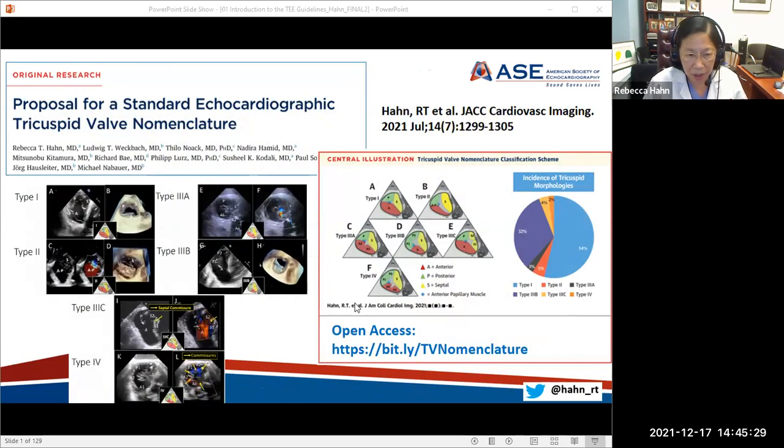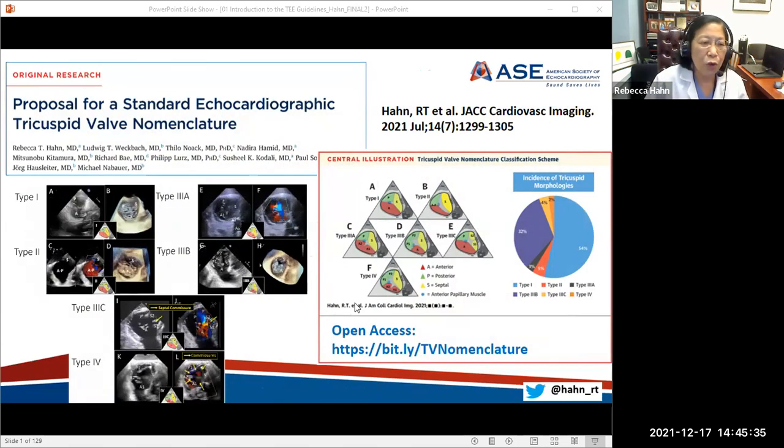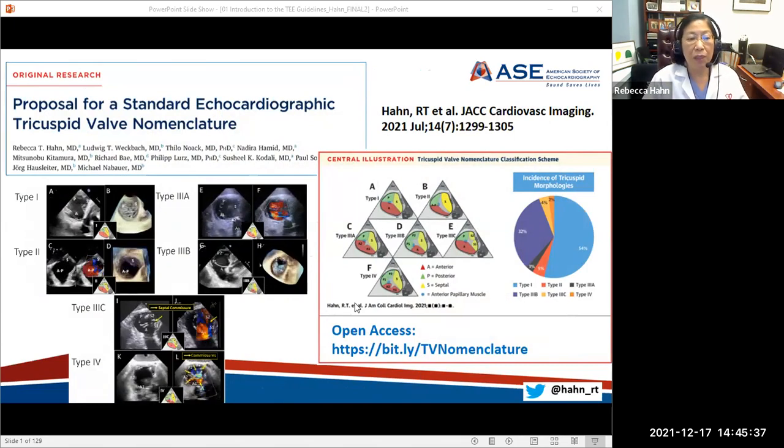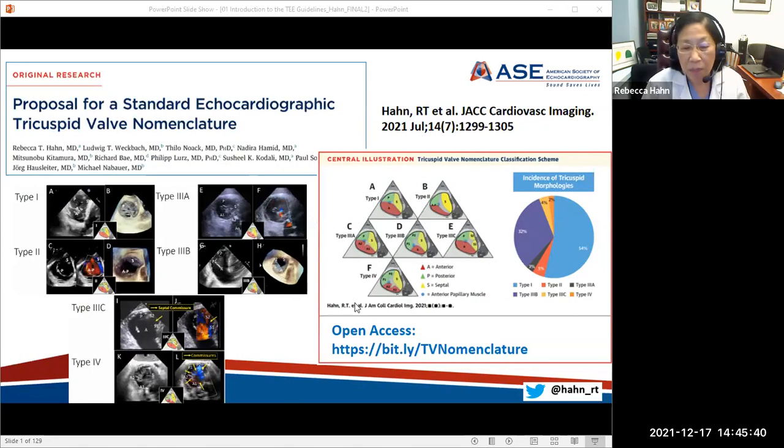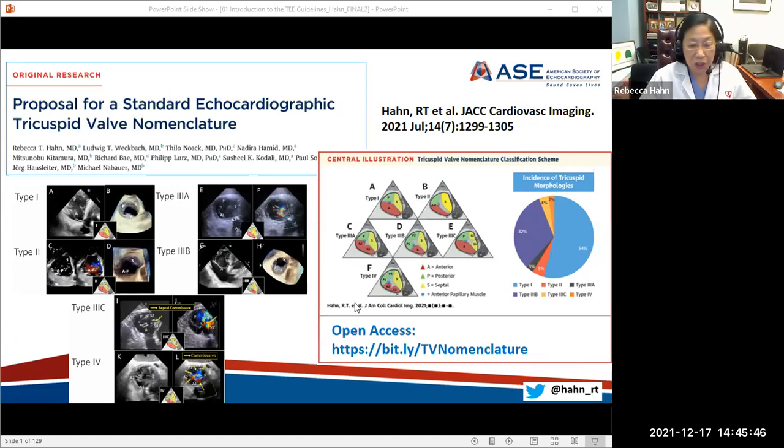And we had the interventional imagers look at the transgastric views with and without color or the 3D imaging in order to try and decide how many leaflets you've got, because pathologic studies have for decades and decades shown us that we don't always have 3 leaflets, that there can be up to 5 and 6 leaflets on the tricuspid valve. And it turns out from these views, we can actually see that.